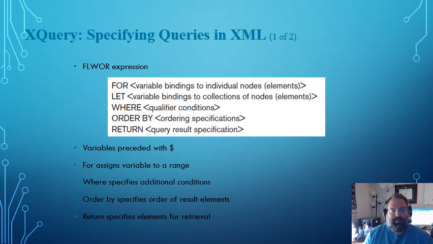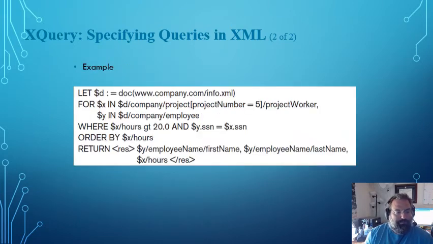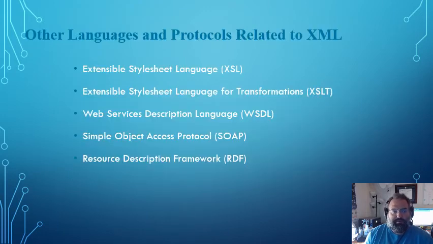Whenever you're specifying queries in XML using XQuery, you've got for, let, where, order by, and return. The variables are preceded with a $ sign for assigning variables to a range. Where specifies additional conditions. Order by specifies the order of results, and return specifies elements for retrieval. Here's an example of XQuery in motion. Honestly, you're more likely to use XPath than XQuery, but it can occur. Generally speaking, you can do about the same stuff with an XPath expression.